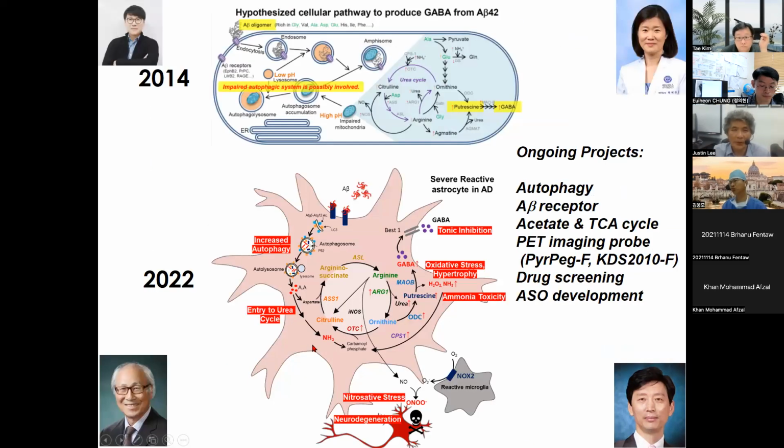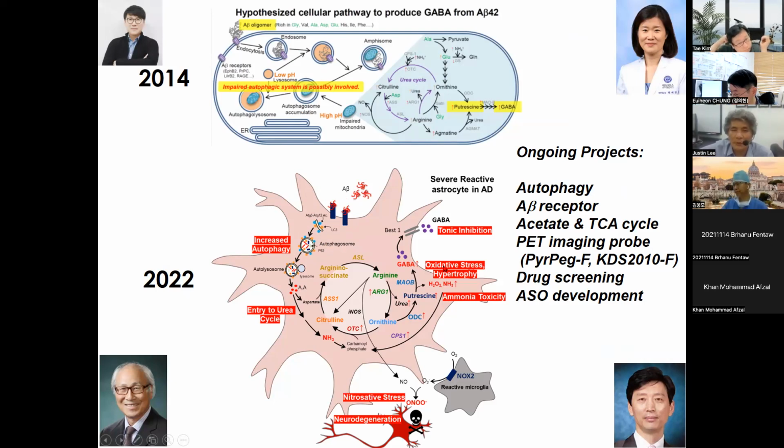Compared to 2014, when we had the original proposal, now in 2020 we have almost completed this proposed pathway. We are currently working on the autophagy system, and we are also identifying the receptor that causes the uptake of amyloid plaques in the reactive astrocytes.